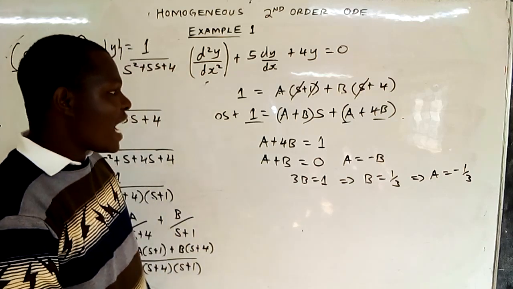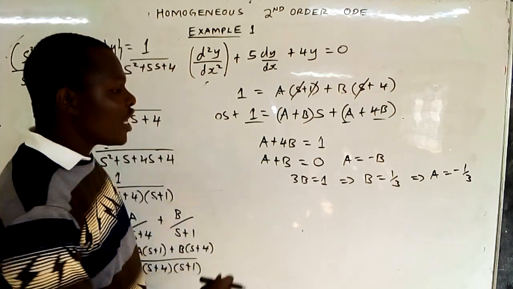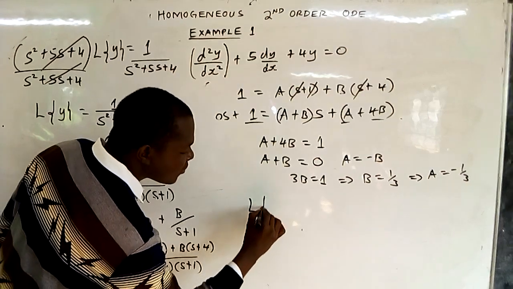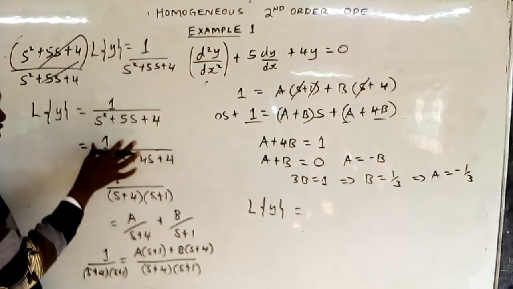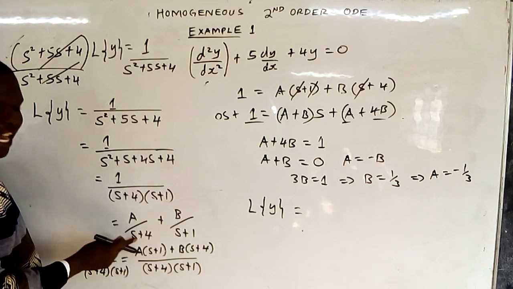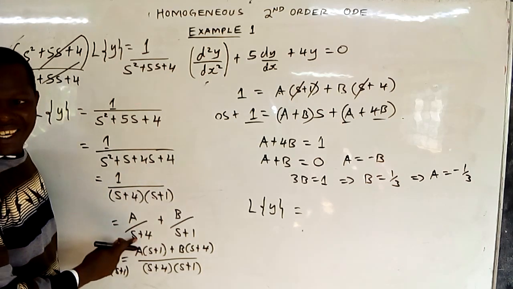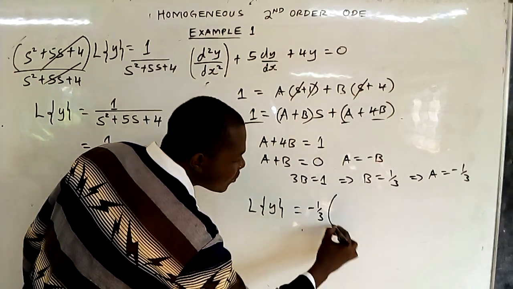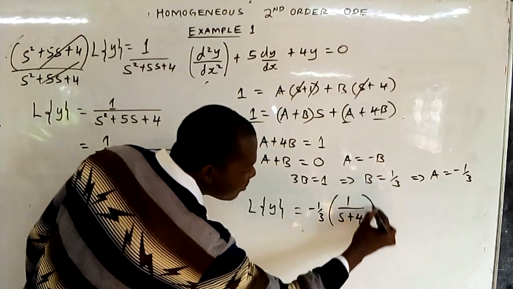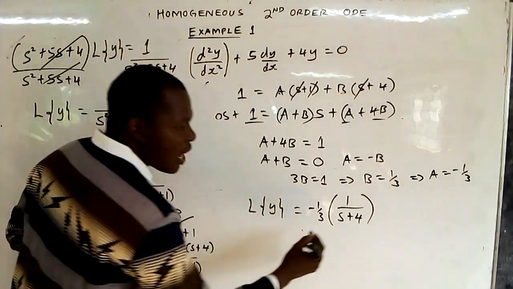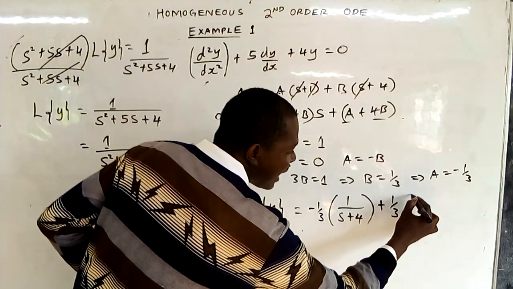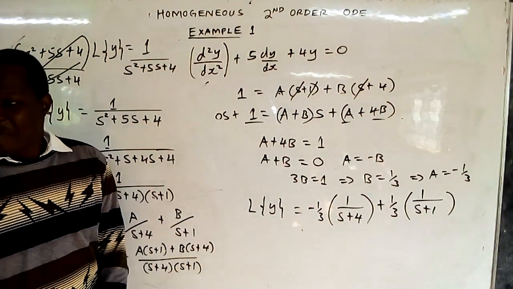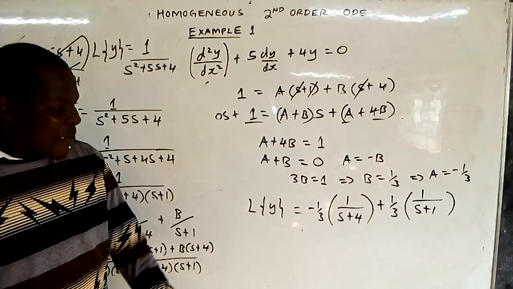Yes. Good. Now, having done that, the next thing is to take them back to your equation. What was your equation? The Laplace transform of y was 1 over this, which we've transformed to be a over s plus 4 plus b over s plus 1. A is negative 1 over 3, so negative 1 over 3 times 1 over s plus 4, then plus b, which is plus 1 over 3, times 1 over s plus 1. If you factorize out a and b from the bracket, isn't it? Yes. Are we together?